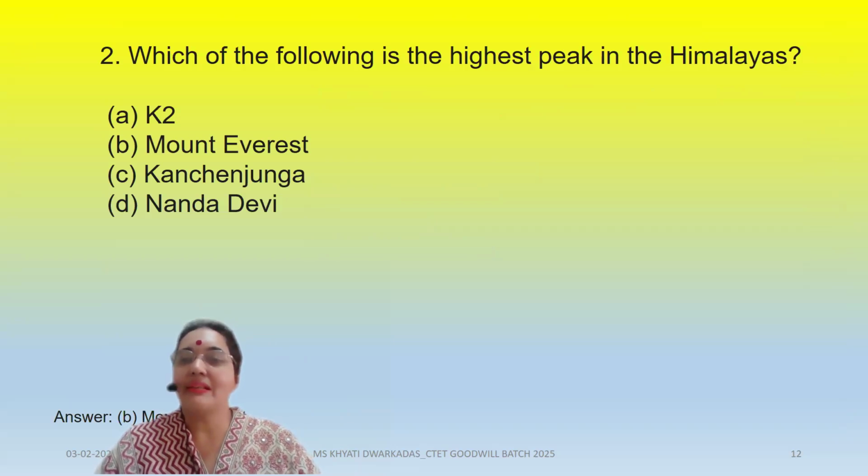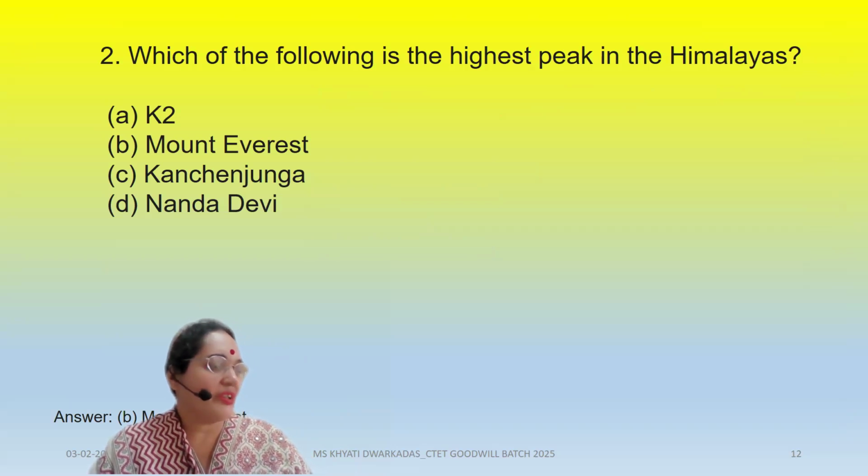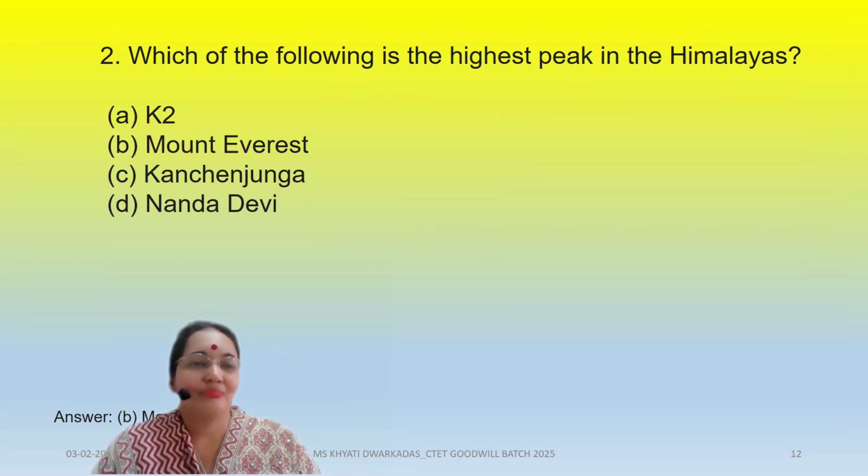Which of the following is the highest peak in the Himalayas? K2, Mount Everest, Kanchenjunga, Nanda Devi. Which of the following is the highest peak in the Himalayas? K2, Mount Everest, Kanchenjunga, Nanda Devi. I think we've drilled it into our heads by now.